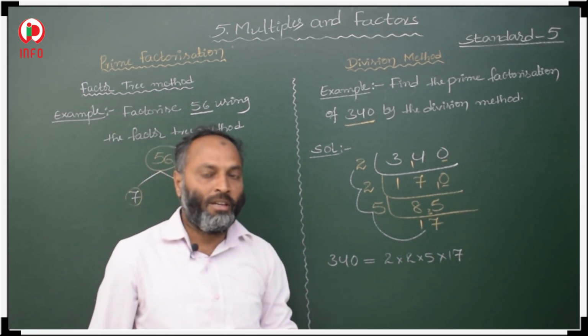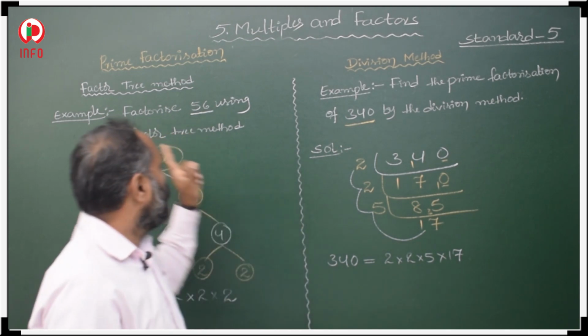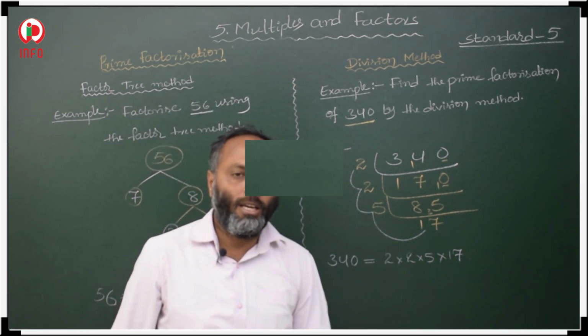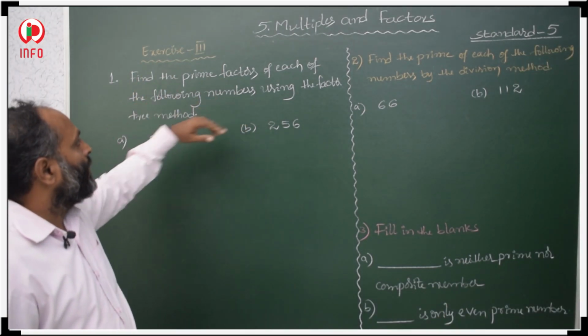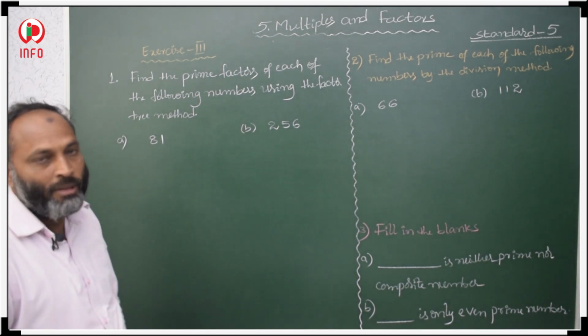For the prime factorization method, two methods were there. One is the tree method, another one is the division method. In exercise 3, find the prime factors of each of the following numbers using the factor tree method. Factor tree method we have to use.